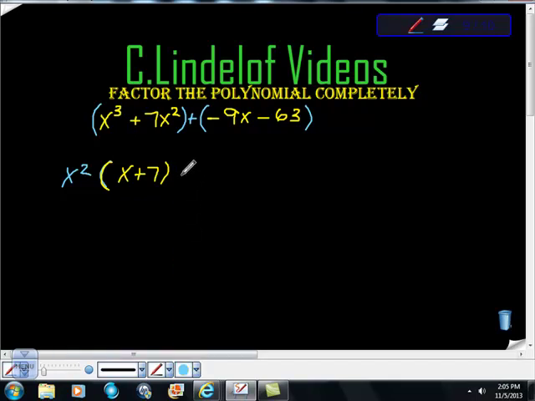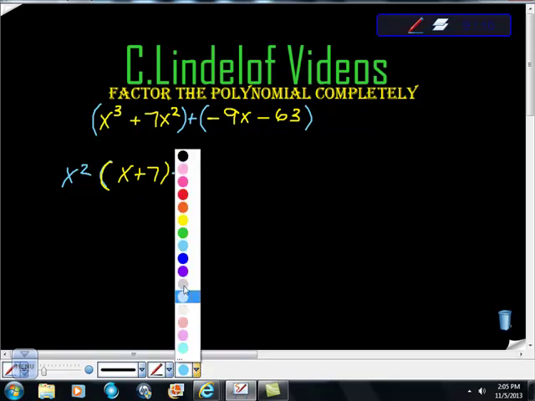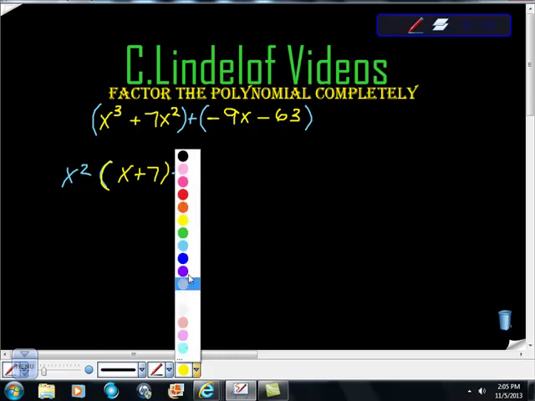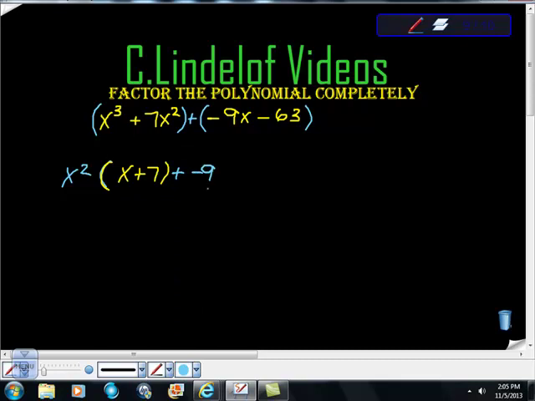I have this positive sign right here. But here, if you don't mind, I'm going to factor out negative 9. So take out this negative 9 right here. And then you'll see in just a second why I'm doing this. Because negative 9 times what is negative 9x? Well, x. And negative 9 times what is negative 63? Well, positive 7. So hopefully you can see what I'm doing.